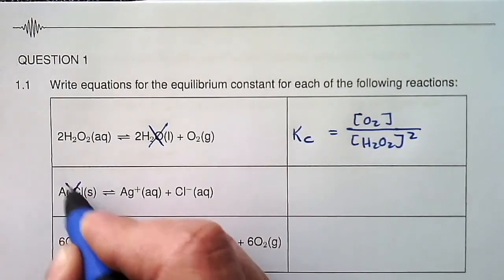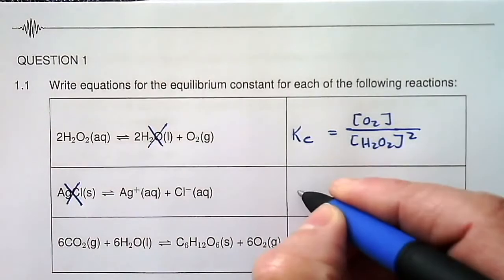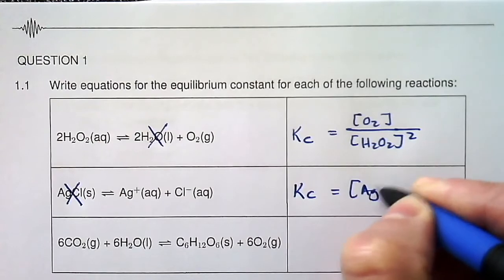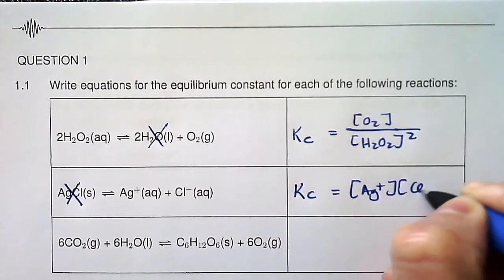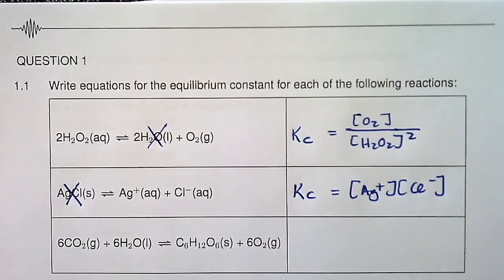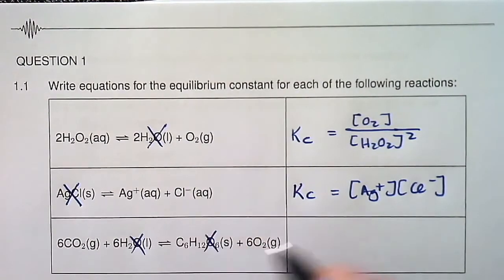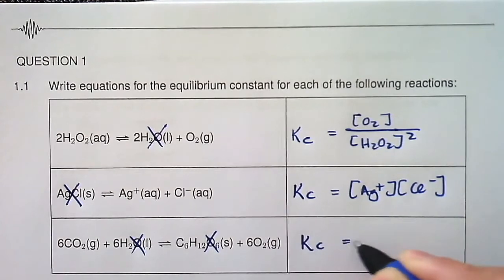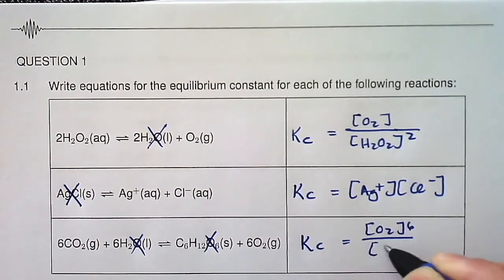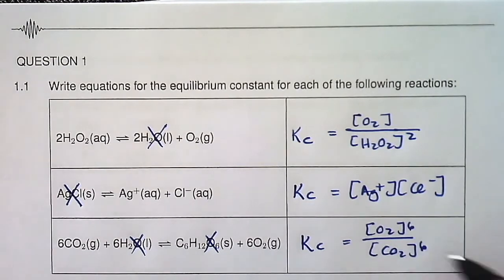Right, next one. Solid. Solid has got a concentration of 1. It doesn't come into the Kc expression. So the Kc expression will just be Ag plus, Cl minus concentrations. Next one, no liquids, no solids. So the Kc will be O2 to the 6th divided by CO2 to the 6th.